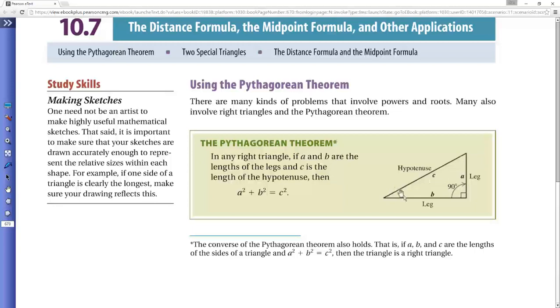All the angles of any triangle add up to 180 degrees. So if this is 90, this angle and this angle have to add up to 90 degrees, so they're definitely smaller than that. But this is a very handy relationship that occurs with these types of triangles. So if I know any two of the side lengths, legs or hypotenuse, I can use this to figure out that third one.